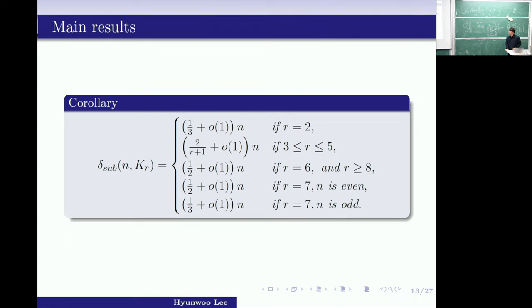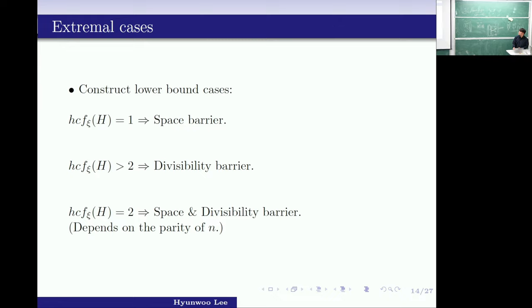Okay, now let's talk about the extremal cases. Let's construct the lower bound cases first. I already described that the construction for the lower bounds depends on the definition of space barrier and divisibility barrier. When HCF psi h is 1, the space barrier mainly affects, and when this value is greater than 2, the divisibility barrier affects. And maybe the most interesting case is when HCF psi h is 2, where both space and divisibility barriers affect, and it depends on the parity of n.